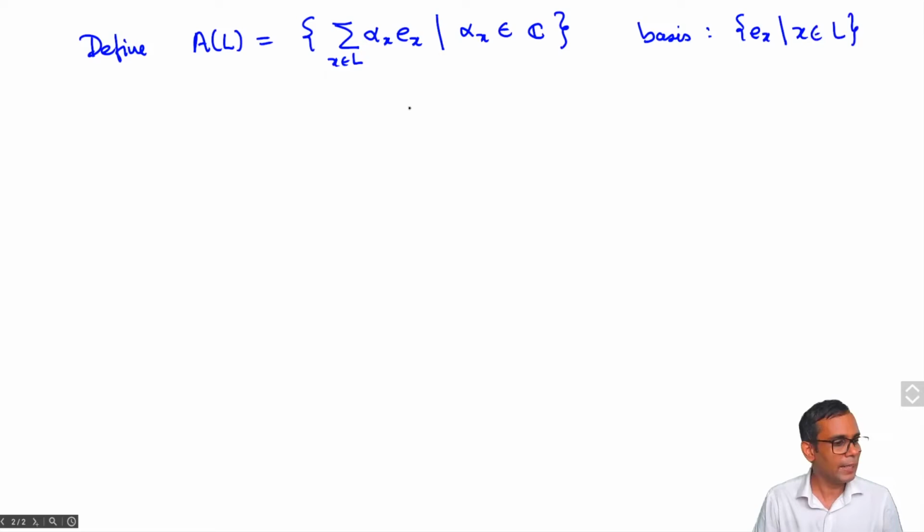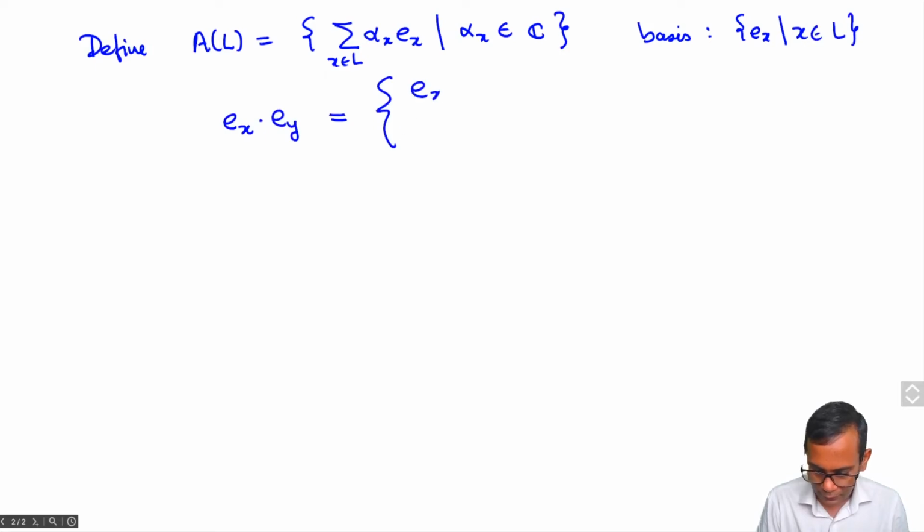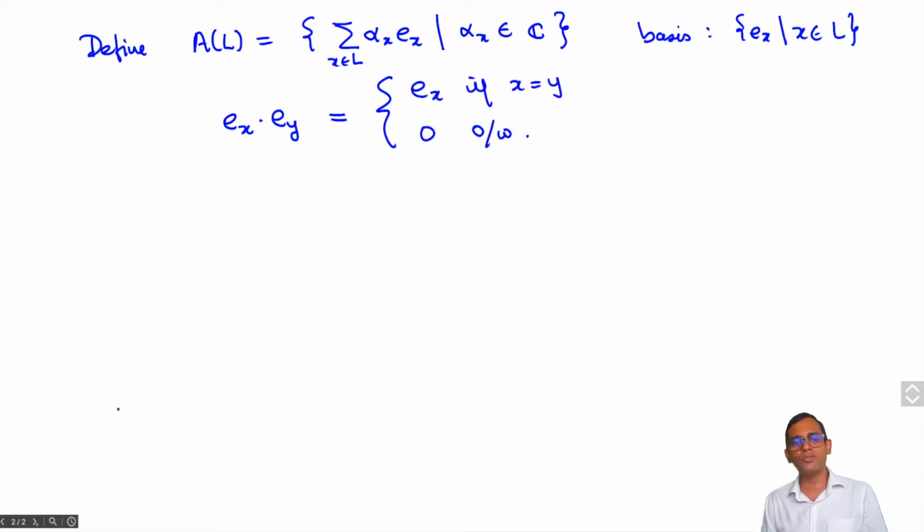And multiplication will be absolutely stupid here. E x multiplied by E y is going to be E x if x is equal to y, and 0 otherwise. Okay, so this we can do for any set L. We haven't really used the lattice structure. Now suppose L is a lattice.